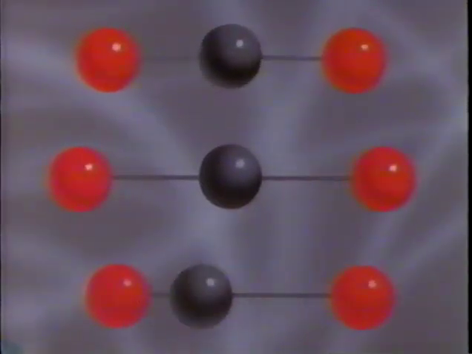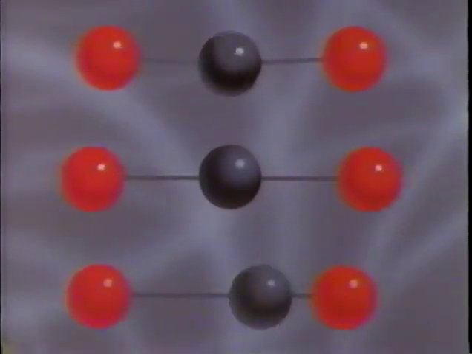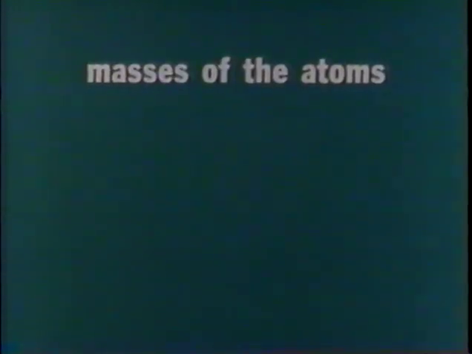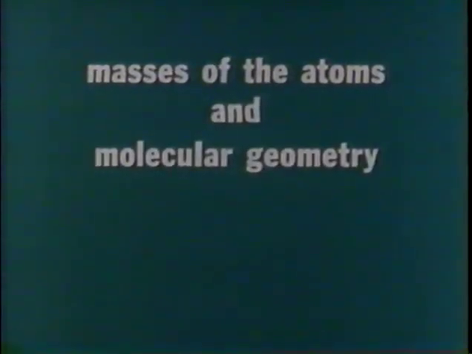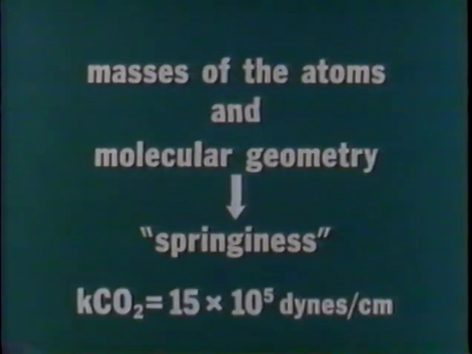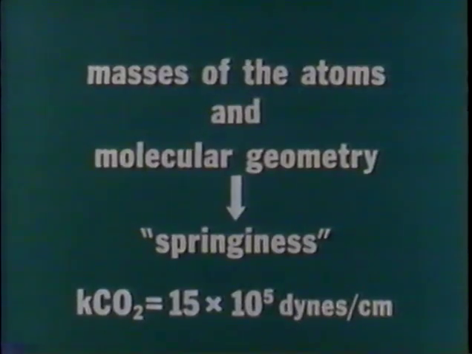And those frequencies are controlled, of course, by the stiffness of the bonds. If we know the masses of the atoms and the molecular geometry, we can get this bond property, which we call the springiness, and we interpret it in the force constant K. The relation between this force constant and its chemical bond jumps at us in the case of diatomic molecules.